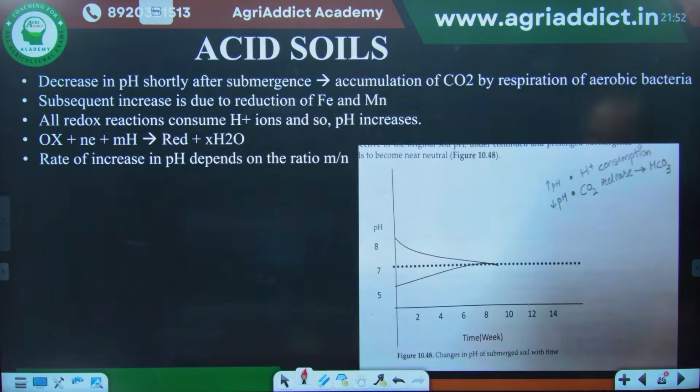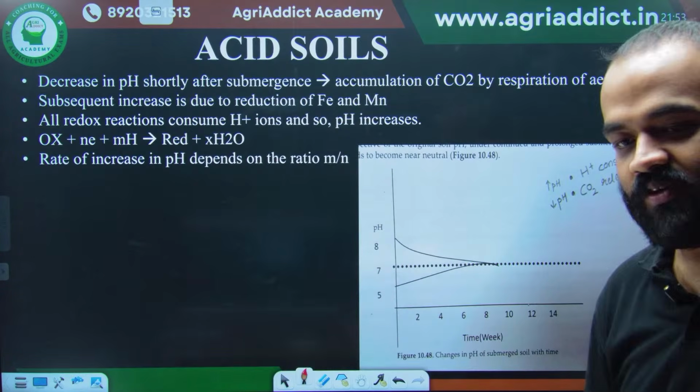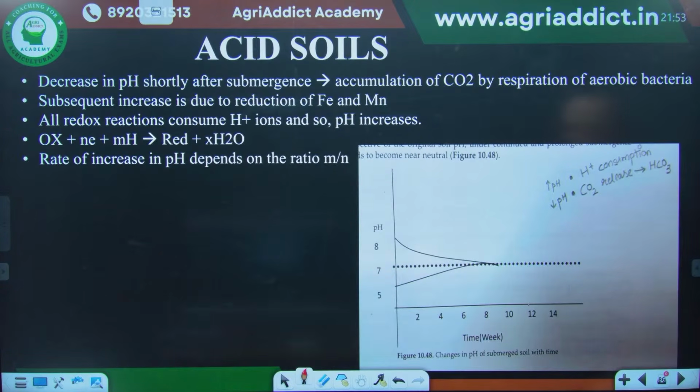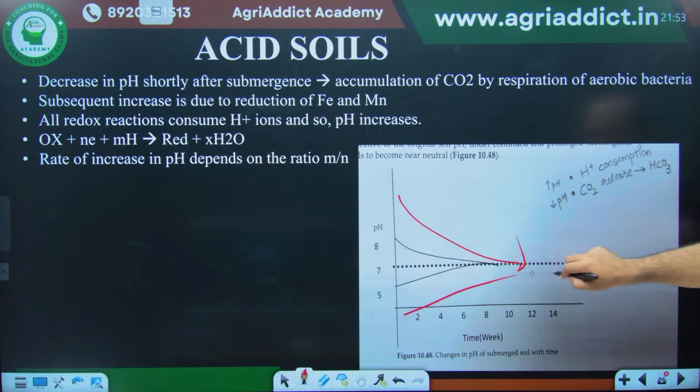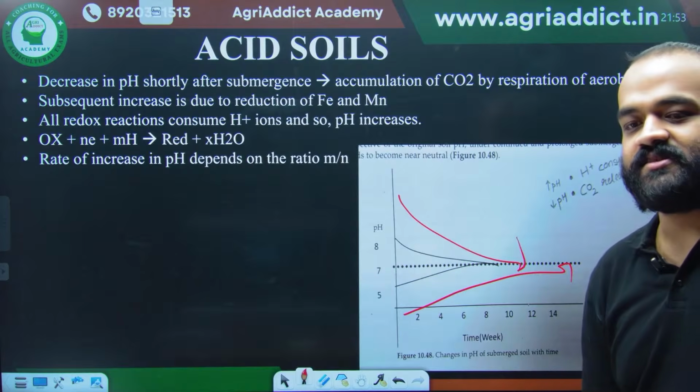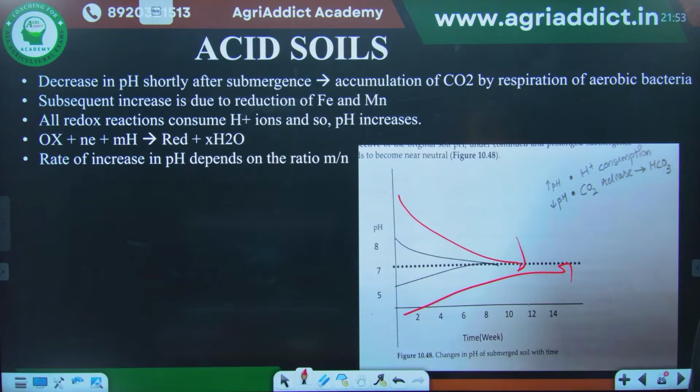All right, इसके बाद इसमें एक और graph है, you all know, that is the pH. All of you know that submergence में pH comes towards neutrality. All right, pH comes towards neutrality. Acidic soil अगर है, its pH will increase. Basic soil अगर है, its pH will decrease.